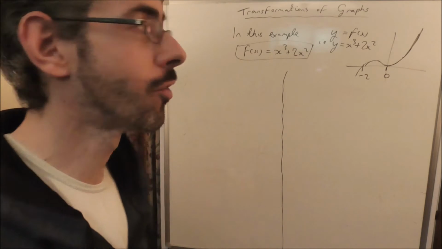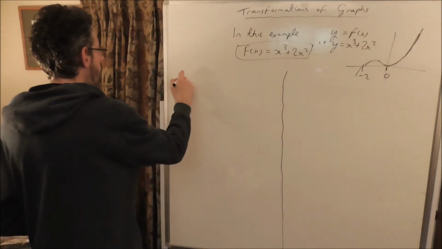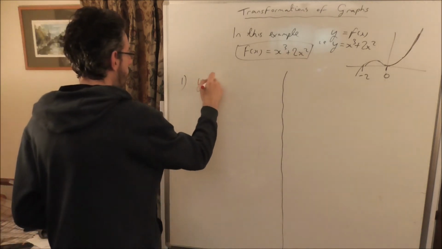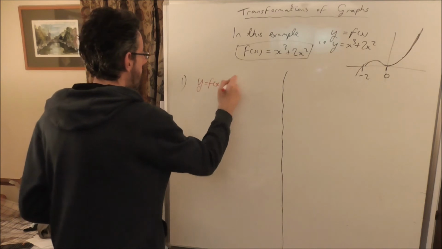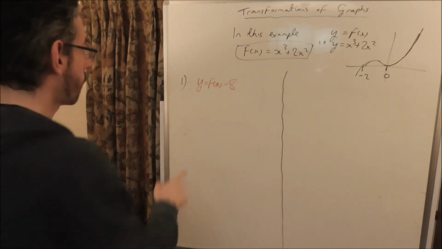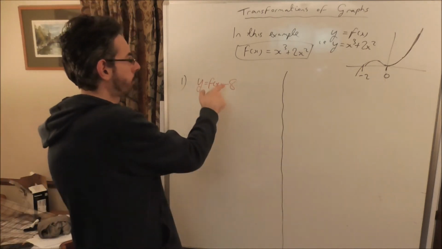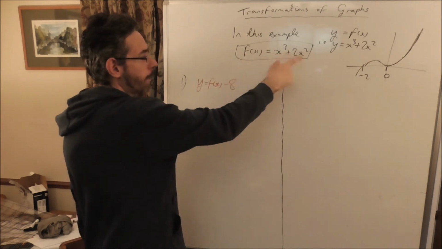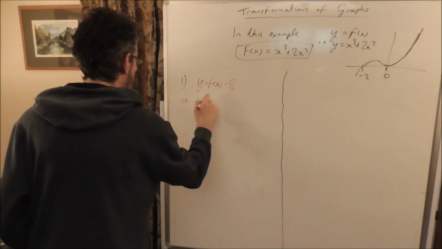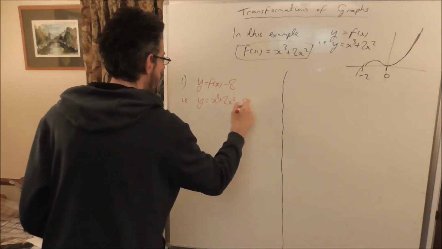So let's do some transformations of this graph, but using the f of x notation. Number one, let's draw the graph of y equals f of x minus 8. Before we draw it, we need to think what this means. f of x minus 8 just means that expression, f of x, with a minus 8 stuck on the end. So in other words, it means y equals x cubed plus 2x squared with a minus 8 stuck on the end.